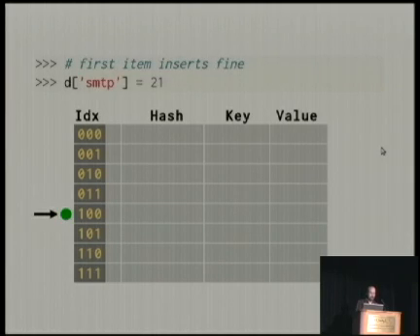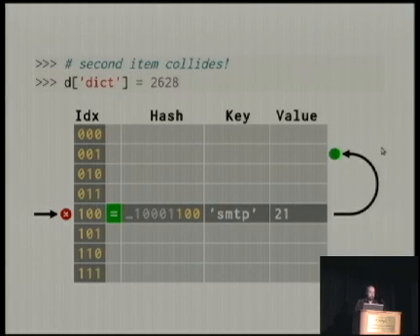Let's start over with a fresh dictionary. A first item, SMTP, reaches an empty slot and inserts fine. I'm now going to store, appropriately enough, the port number of the dict internet service, and it hashes the string dict to a hash that ends in 100. And oh no, that's already used. I'm not going to go into the mathematics that Python uses here, but it uses a recurrent function that uses those so far unused upper bits in the hash that we haven't been using to create a list of secondary backup locations in the dictionary for storing this particular key.